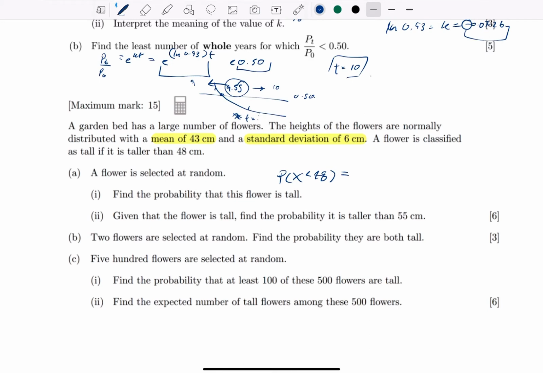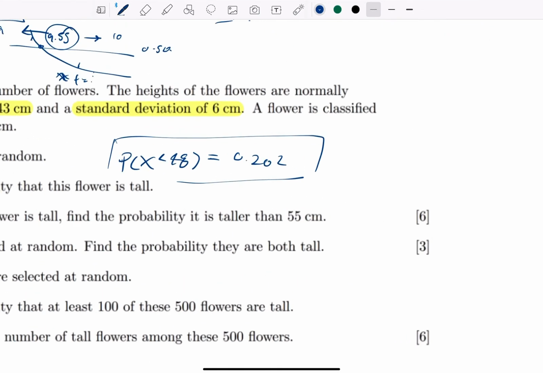We're going to normal CDF. Our lower bound is going to be 48. Our upper bound is going to be 10 to the 99. Our mean is going to be 43, and our standard deviation is going to be 6. And we're going to plug this in. We get 0.202. Now, given that the flower is tall, find the probability it is taller than 55 centimeters.